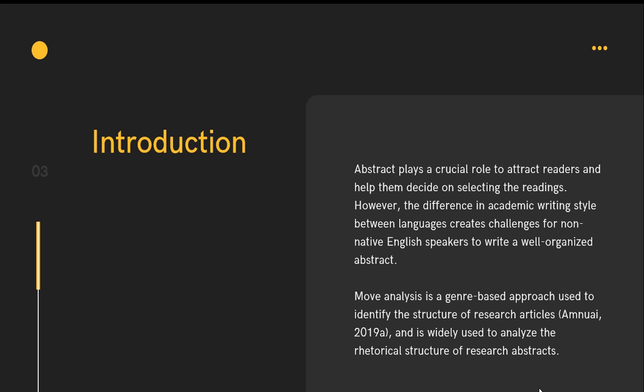on selecting the readings. However, due to the difference in academic writing style between languages, writing an abstract in English is still considered difficult for non-native English speakers. The lack of structural knowledge and linguistic features of abstract makes it challenging for non-natives to write a well-organized abstract.